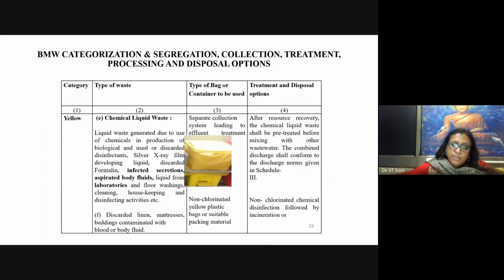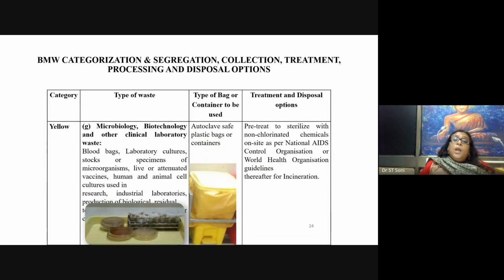and not to be discarded and disposed of inside the drainage system. Discarded linen and mattresses, bedding contaminated with blood and body fluid, again go in the yellow. We are not supposed to reuse it, rewash it, or do anything like that. It goes in yellow, and it will then be sent to the common biomedical waste treatment facility and discarded.